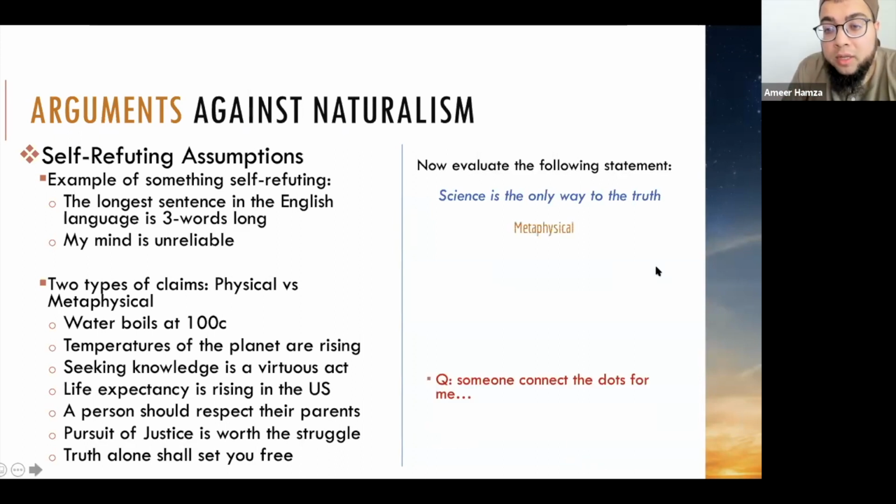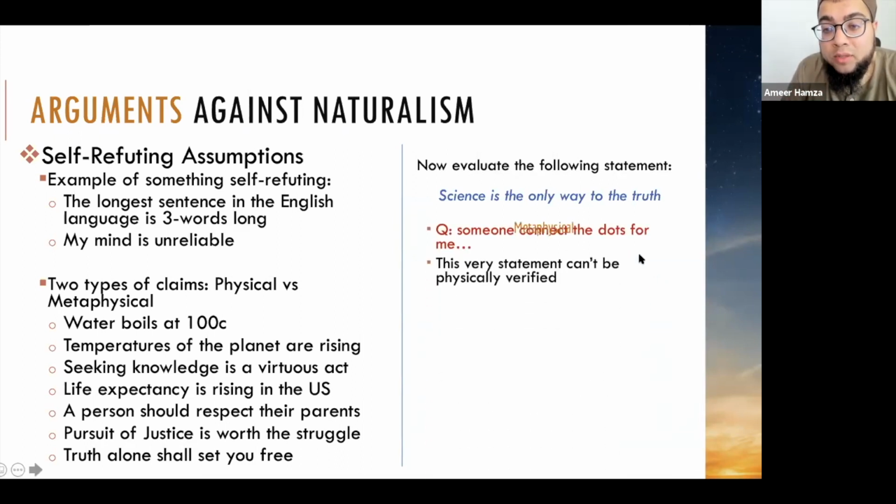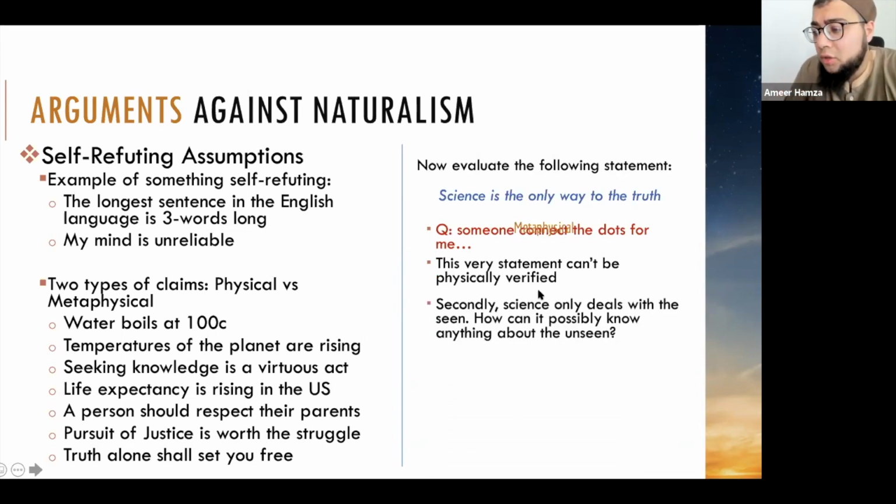So this is the first thing that you guys want to write down. This is what I mean by the fact that it's self-refuting. Here's another reason why it's self-refuting, you guys. Very, very important to understand this. Science, by definition, only deals with the seen. So how can it possibly know anything about the unseen? How can you make any knowledge claim about the unseen when you have no way of even looking at it?